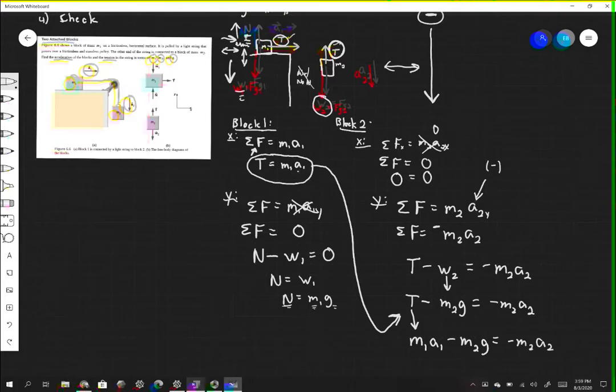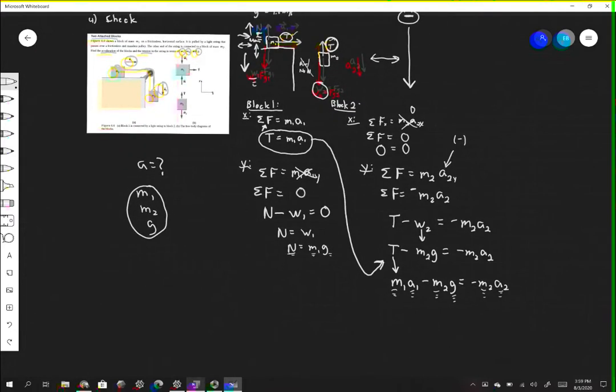I'm looking for acceleration. What is the acceleration of this? And I want it in terms of the variables m1, m2, and g. This is my goal. I have m1, I have m2, I have g, and I have 2 accelerations. So what do I do with this? And this is the key behind these kinds of tension problems.